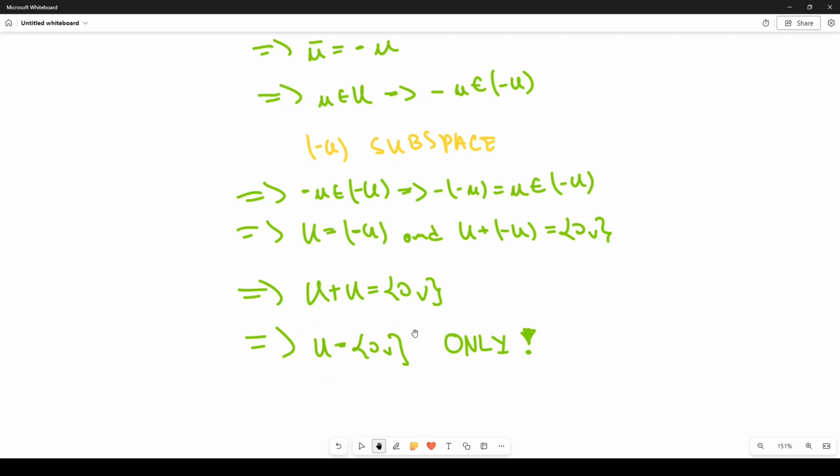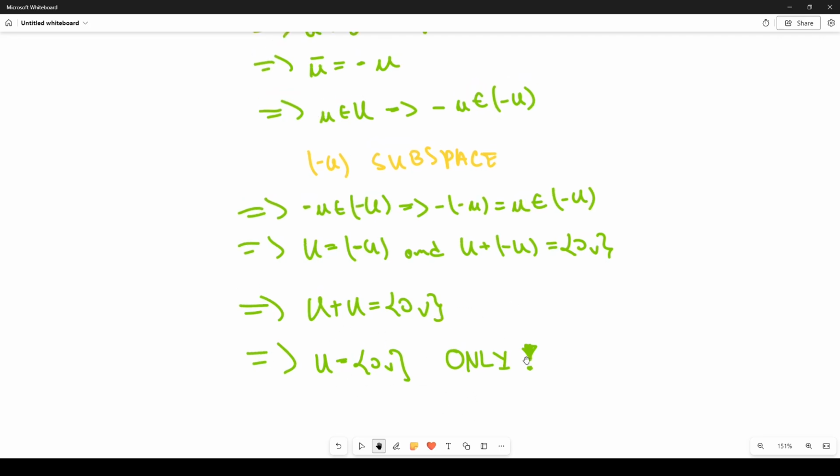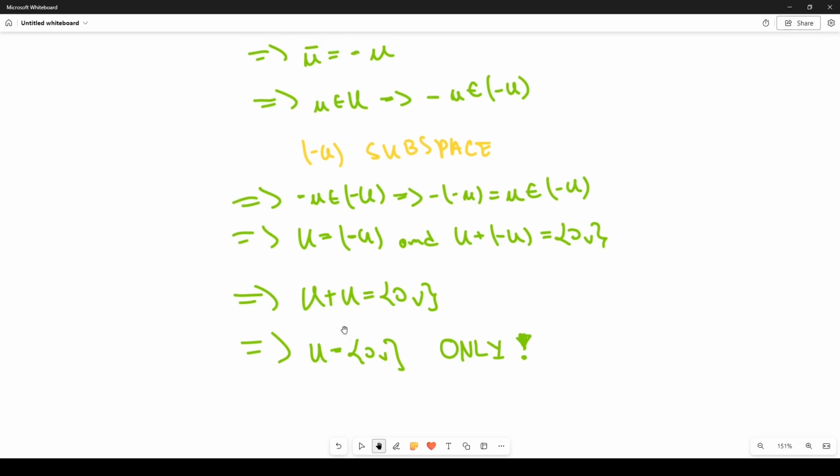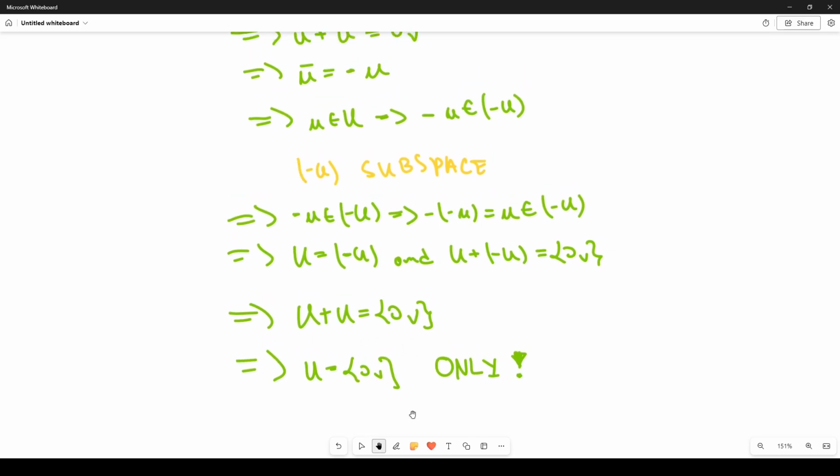So only the zero subspace has an additive inverse itself. Any other subspace, which is different from the zero subspace, well, there just can't exist a subspace that would act like its additive inverse. Only the zero subspace has an additive inverse.